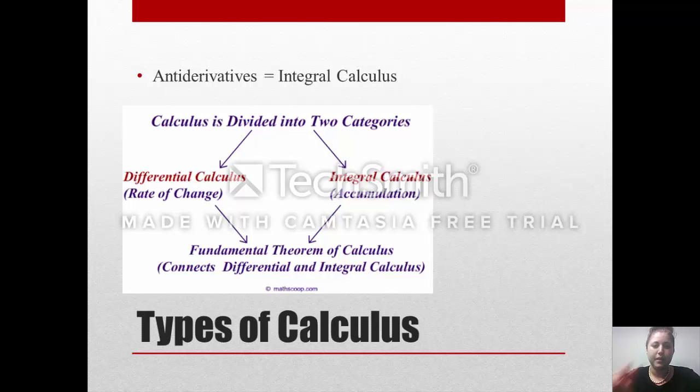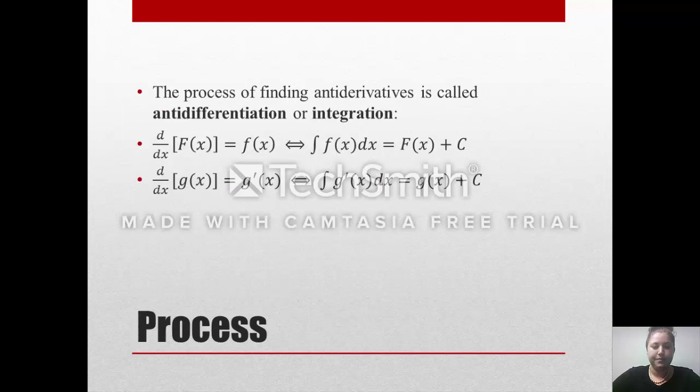Calculus itself is broken up into two different categories. You have differential calculus, which has to do with rate of change, and you have integral calculus, which has to do with combination. They both connect through the fundamental theorem of calculus, shown in the flowchart on the presentation. The process of finding antiderivatives is called antidifferentiation or integration.